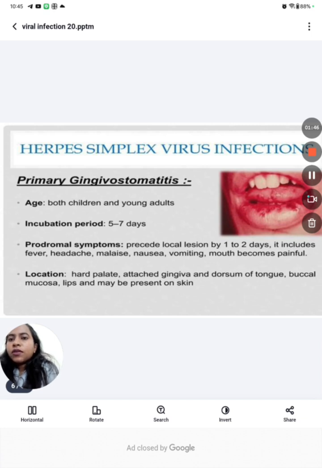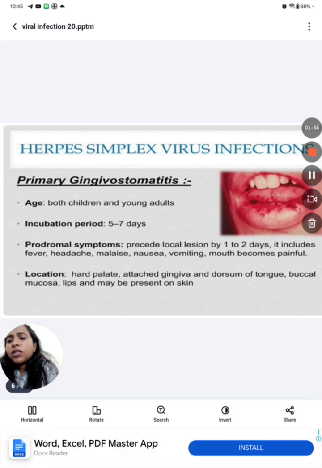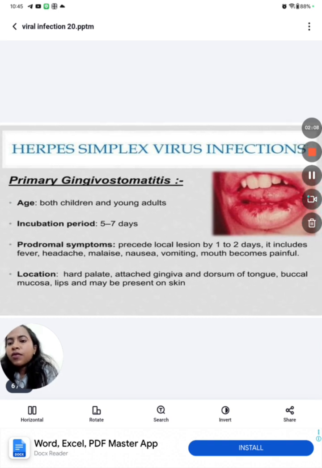Herpes simplex virus infection, primary gingivostomatitis, affects both children and young adults, with an incubation period of 5 to 7 days. Symptoms start as local lesions, and by 1 to 2 days include fever, headache, malaise, nausea, and vomiting, and the mouth becomes painful. The hard palate, attached gingiva, and sometimes the tongue, buccal mucosa, and lips may be involved, and it may be present on the skin.